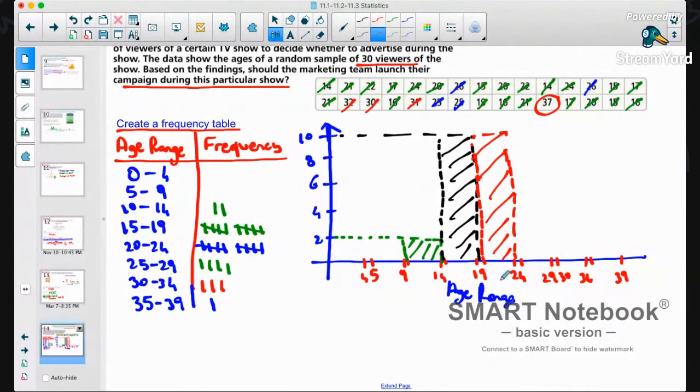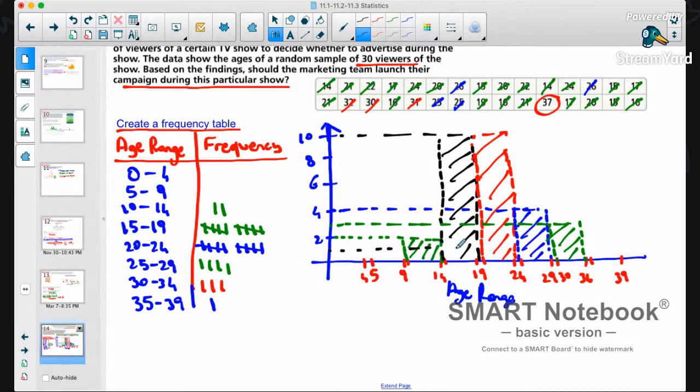And 25 to 29, there are 4 people. So this is going to be your frequency, your bar. And next is 30 to 34, which is 3. So this is going to be your frequency bar. And the last one is 35 to 39. So your frequency is 1. And this is going to be your histogram. This is the histogram, ladies and gentlemen.